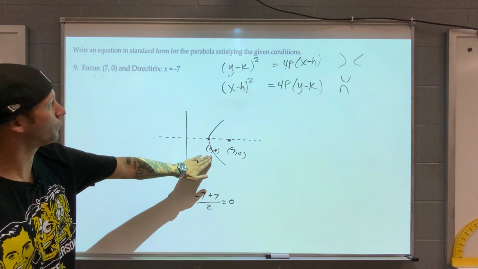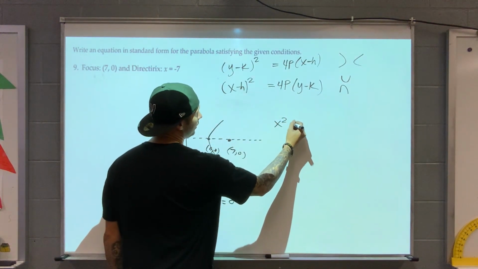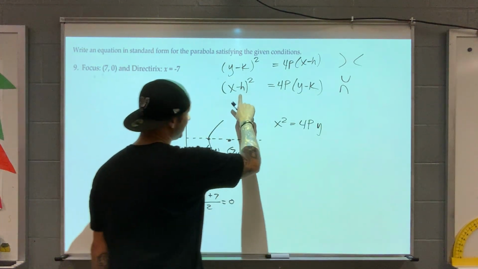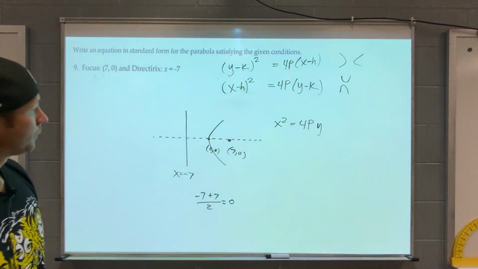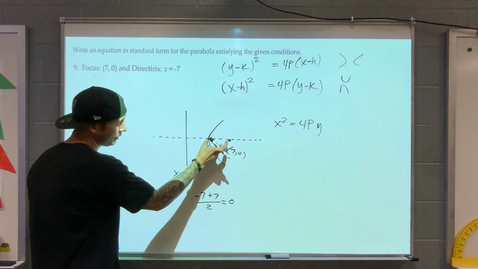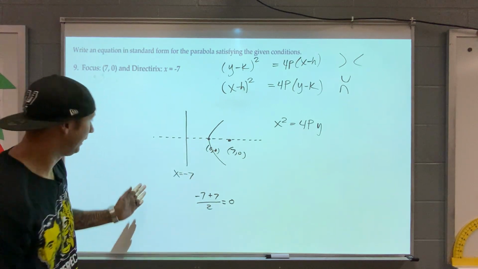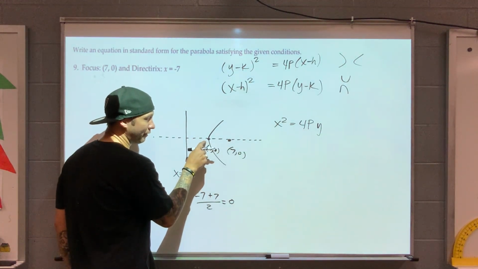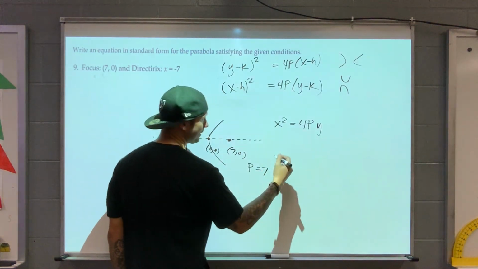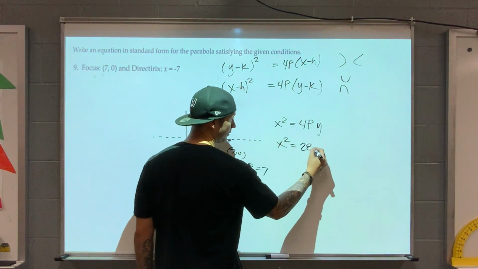That's nice, 0, 0. So this is going to be x squared equals 4p y, right? Because minus 0, minus 0. Okay. P, that's the distance from the vertex to the focus or the vertex to the directrix. And either way, it's going to be 7, right? From 0 to 7 is 7. So P is equal to 7. So let's plug that in. X squared is equal to 4 times 7, which is 28.